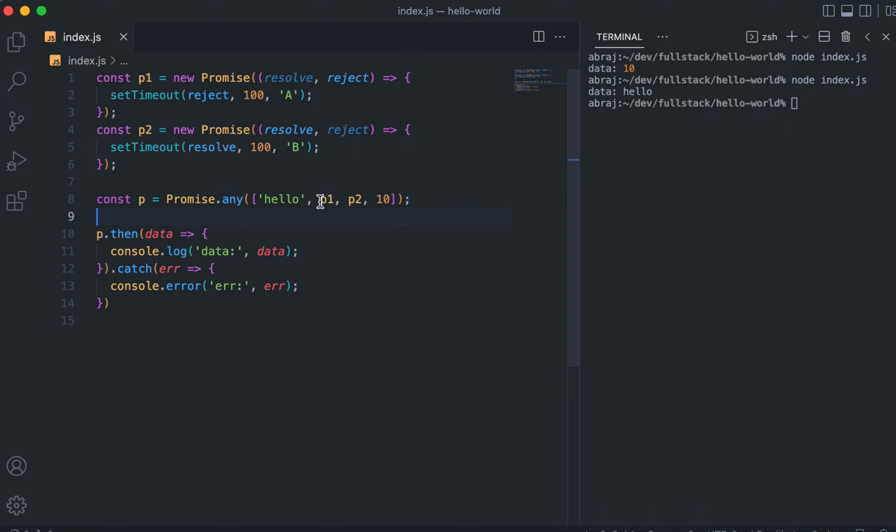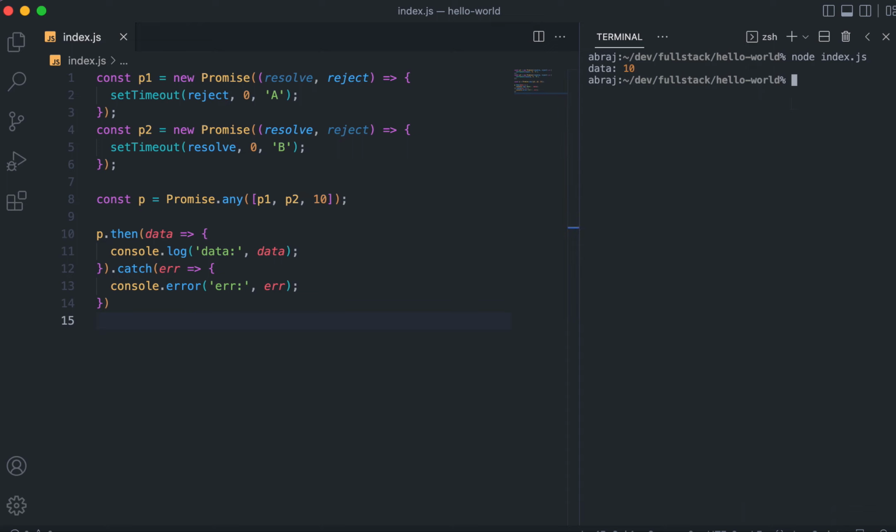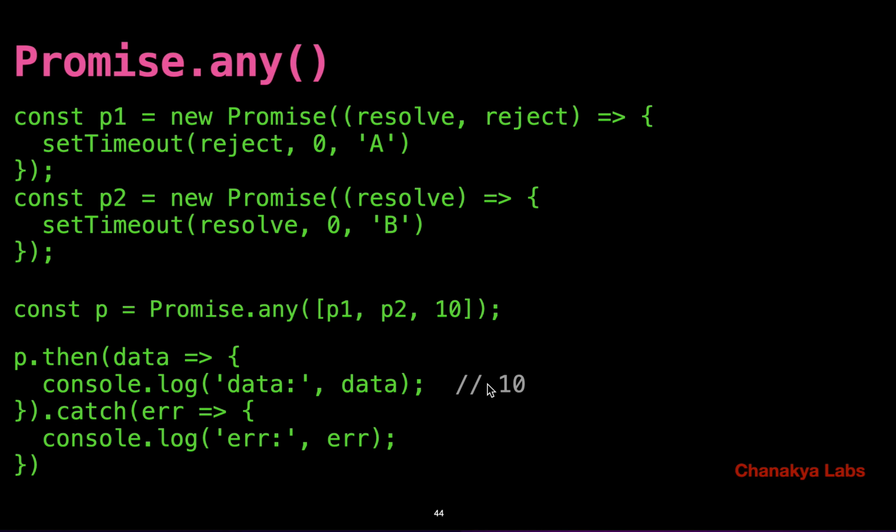In this case it turns out that the order in which it is found in the array is the order in which it will be available. But that is only when some value is available. If no value is available, then it goes to p1 and p2 and waits for their settlement. And it does not matter even if it would have been 0, which means immediate. This immediate is much more immediate than that, because that immediate means starting from the next event loop. This immediate means right now, it is available here only. So this will resolve with 10 rather than any of the promises.